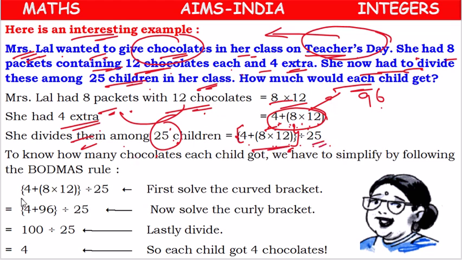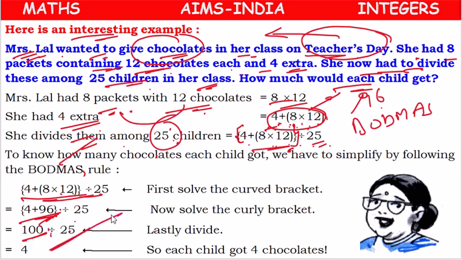Now, this is the expression. So according to the BODMAS rule, what do we have to do first? BODMAS. Brackets we have to do first. 8 twelves are 96. Again here one more bracket came. 4 plus 96. Again how much? 100 divided by 25. 100 divided by 25 means 4. So like that we can calculate.